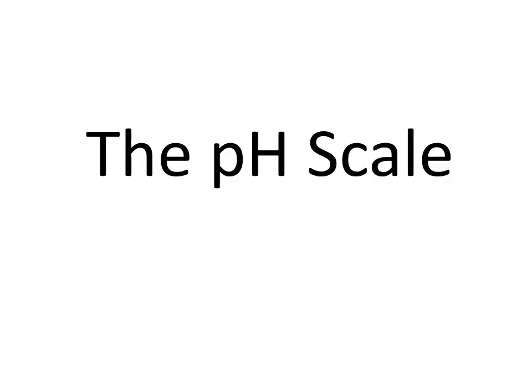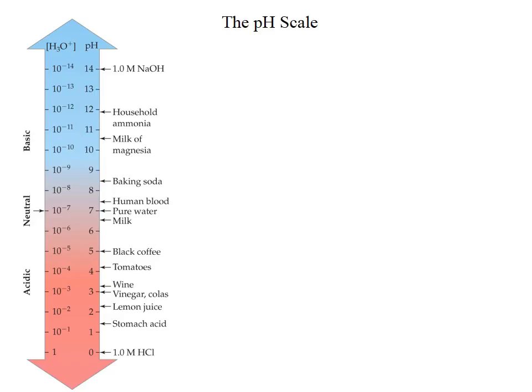So we're going to talk about the pH scale. On the left here, this arrow shows the pH scale. pH is typically considered somewhere between 0 or 1 and 14. However, you can have pHs that are negative numbers, and you can also have pHs that are greater than 14, but they're not going to vary much beyond this scale.